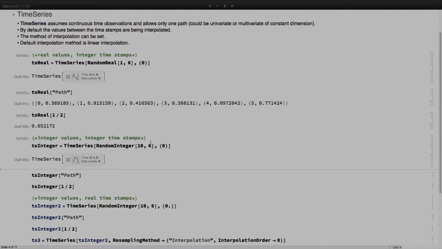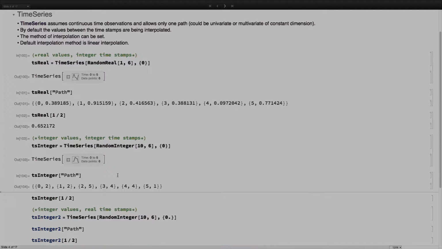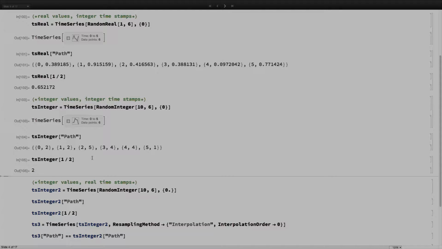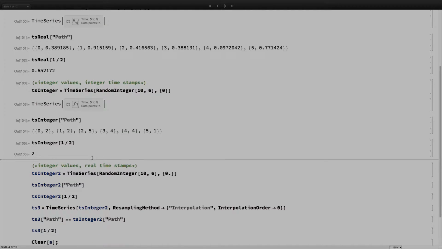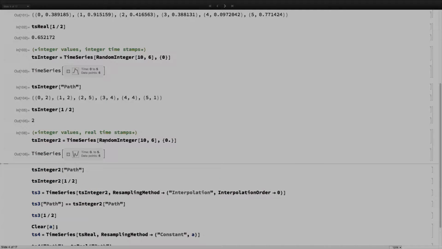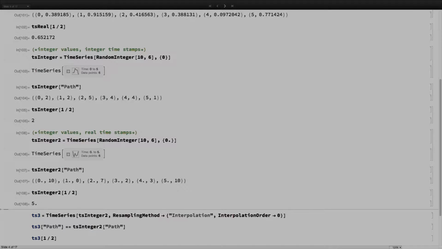Another example, I'm going to have integer values and integer timestamps, so you can see how the path looks. And in this case, when we ask for the value in between the timestamps, we get an integer because of the nature of the time series. But we can also have integer values and real timestamps. Then if we ask for the value in between the timestamps, we're going to get machine precision because our timestamps were in machine precision. And if those are taken into the calculation of the value in between the timestamps, then this precision is going to carry over.